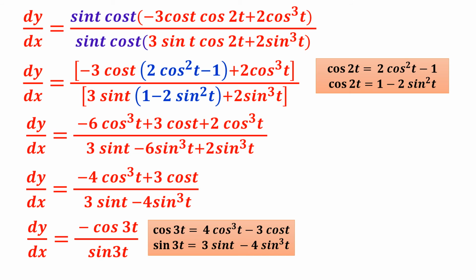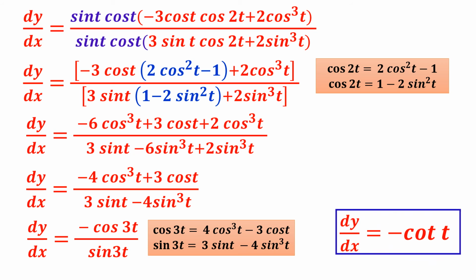The numerator looks like the formula for cos 3t and the denominator looks like the formula for sin 3t. Cos 3t formula is 4 cos cube t minus 3 cos t. And the denominator formula is sin 3t, which is 3 sin t minus 4 sin cube t. Now, therefore the numerator will become minus cos 3t and the denominator will become sin 3t. When you do it, then it will become minus cos t.